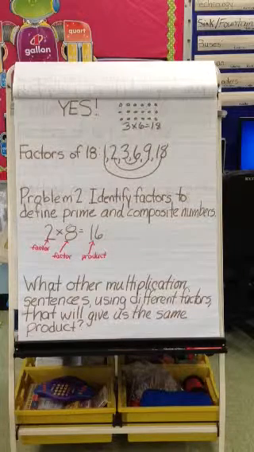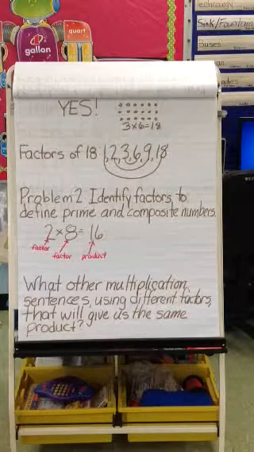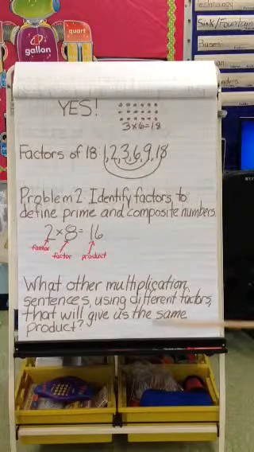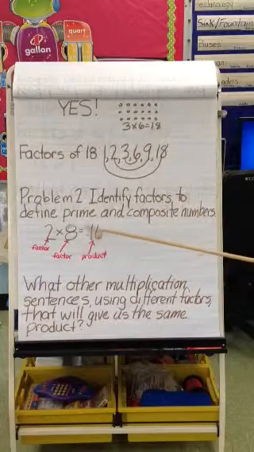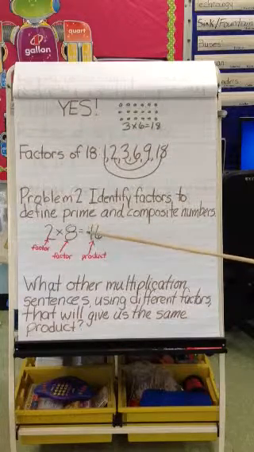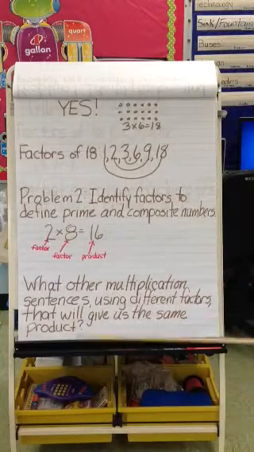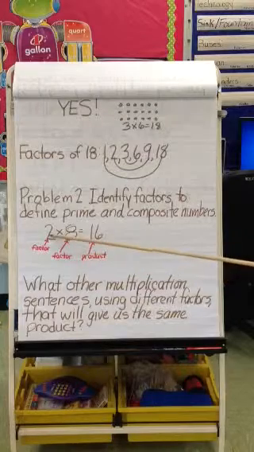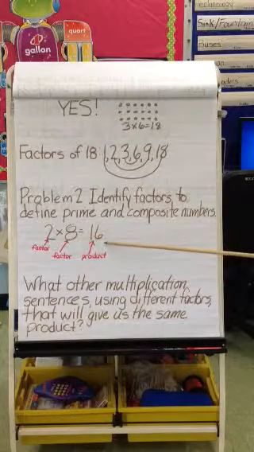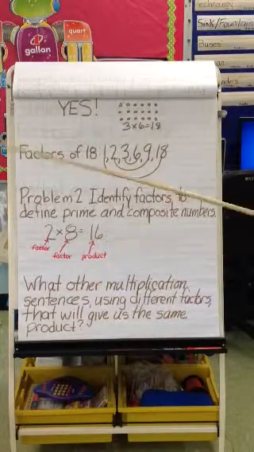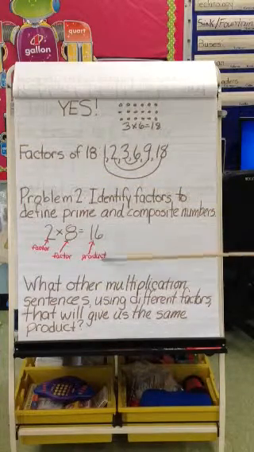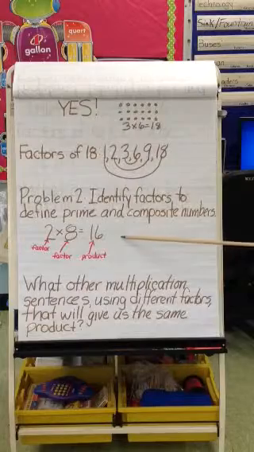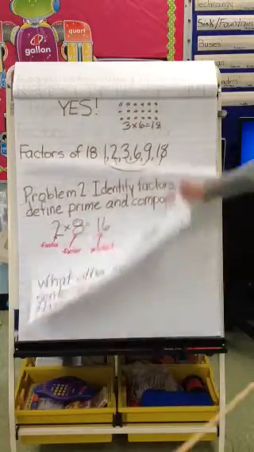Now we're going to determine whether numbers are prime or composite. So just to review, if we have a multiplication equation, and it's an equation because it has an equal sign, let's review factor and product. 2 and 8 are factors of 16. Now, are there other multiplication sentences that will give us the same product of 16? Yes, there are.